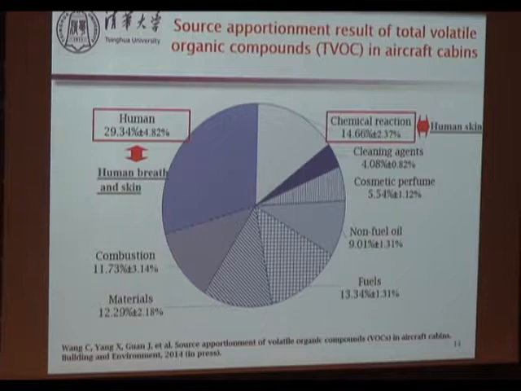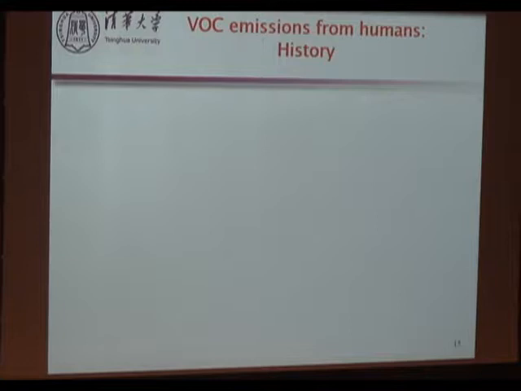Humans can emit directly through breath and skin, and also indirectly through chemical reaction with ozone in the cabin. So we set up 2 different studies in order to understand this better. First of all, I'd like to talk about VOC emissions from humans. Let's look a little bit at the history.